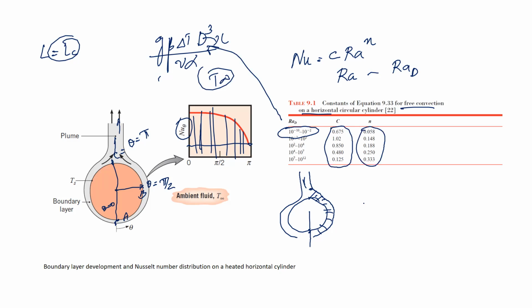If you are able to conduct several experiments and study the effect of changing the diameter, you can see that for higher Rayleigh number, this C and N are larger. So with larger diameter, there will be more heat transfer due to the formation of the boundary layer in free convection.